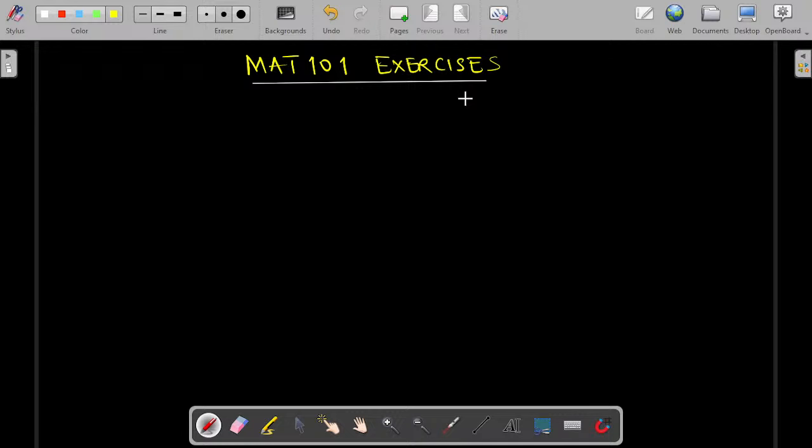So in this class, like the title on our board says, we are going to be looking at the solution to these exercises. We've been able to cover the first part of the exercises.